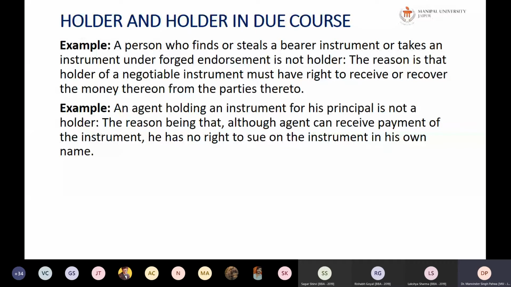The next example is an agent holding an instrument. The agent is holding an instrument on behalf of the principal. In that case, he will also not be a holder. Who will be the holder? The principal will be the holder, on whose behalf the agent is actually holding the document.